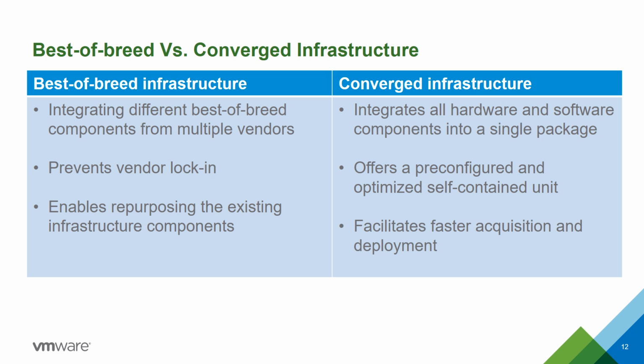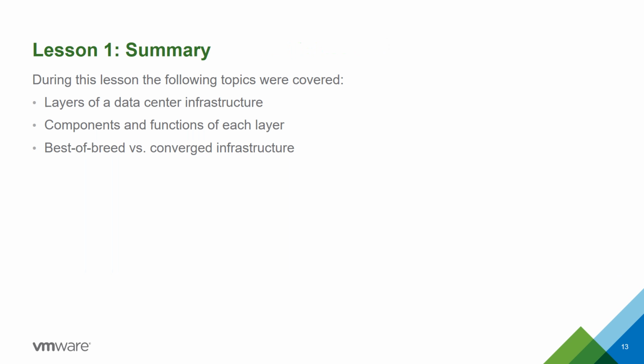Best of breed infrastructure would enable you to repurpose the existing infrastructure components. Repurposing is nothing but provisioning or using the existing infrastructure components. Converged infrastructures would facilitate faster acquisition and deployment. So there is always more time for you to manage things, because you're able to acquire faster and deploy faster here, right?